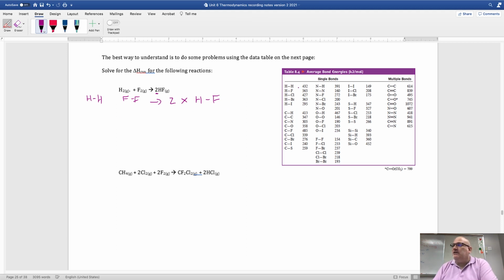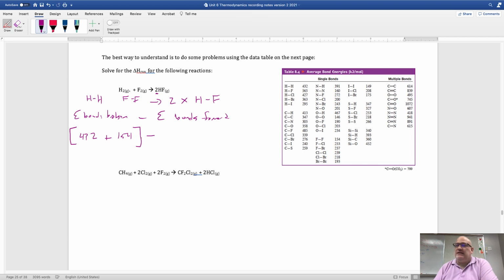So if I take a look here, I'm going to just write in the numbers. If I were to do the overall thing, I'd say the sum of bonds broken minus the sum of bonds formed. Now, what do we have on the reactant side? I'm going to put a big parentheses around this here, but we have H-H, which is 432, so we're going to go 432 plus 154, and that's my reactant side. Those are all the ones we're going to break.